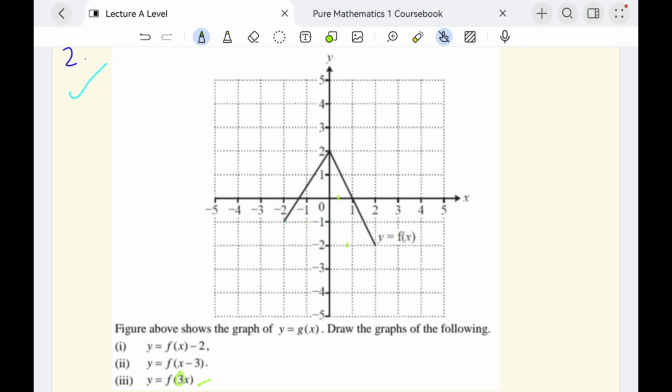Okay, and maybe about here. Okay, so you draw it in this way.